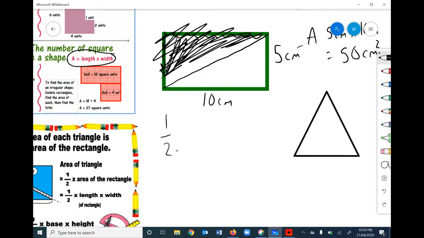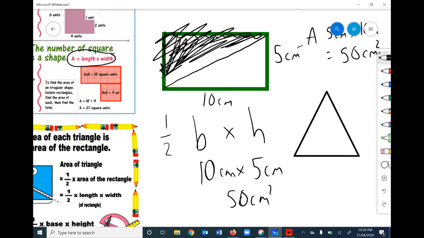We'll have a look at our formula, which is half multiplied by the base times height. The height here is 5 centimeters, the base is 10 centimeters, and it's half, so I'm going to work that one out. So 10 multiplied by 5 is 50 centimeters squared, and I'm also going to half that, or divide that by 2, which is going to equal 25 centimeters squared.